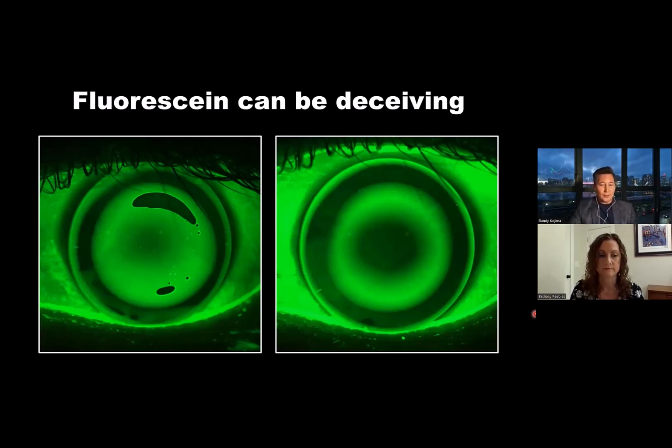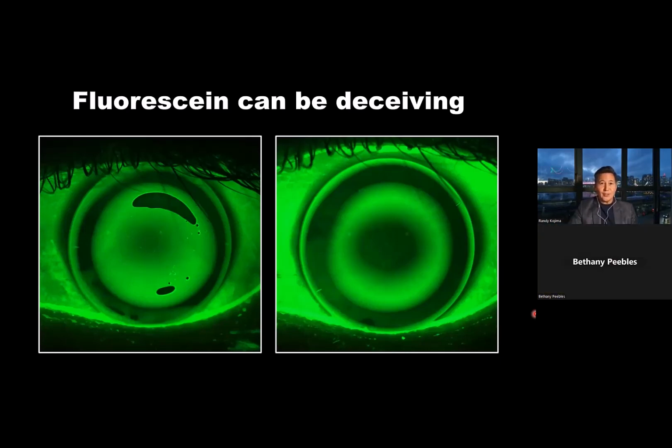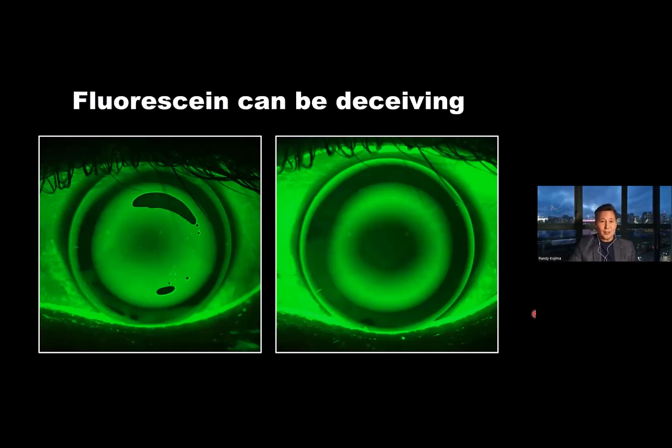As one of my mentors, John Mountford, the guy who wrote the orthokeratology textbook, said, fluorescein is there only to rule out extremely flat or steep or poorly designed lenses. Fluorescein is not sensitive enough, these are all direct quotes, to fine tune the lenses. So don't get too hung up with the fluorescein. That's all Bethany and I wanted to share with you.